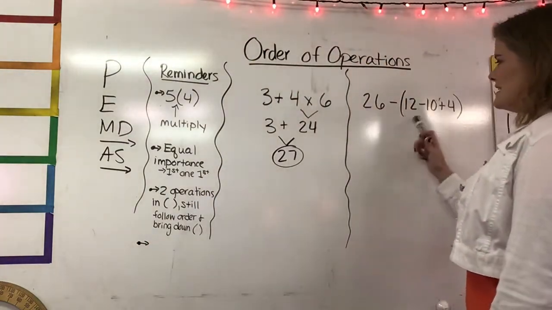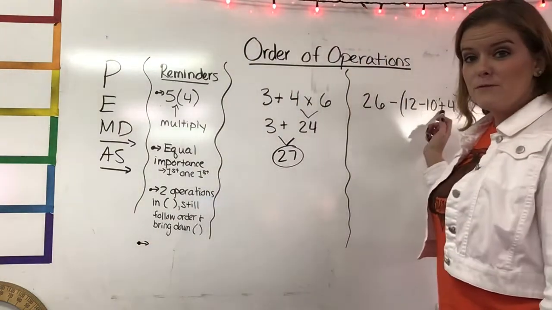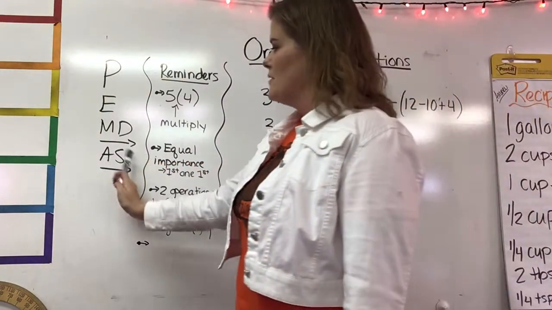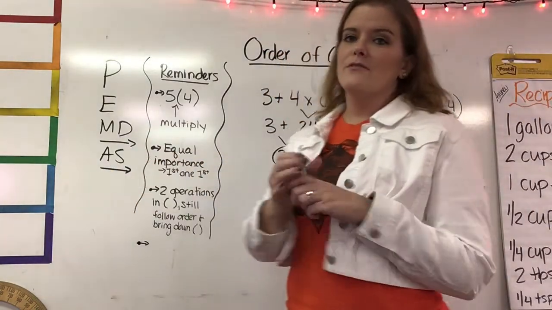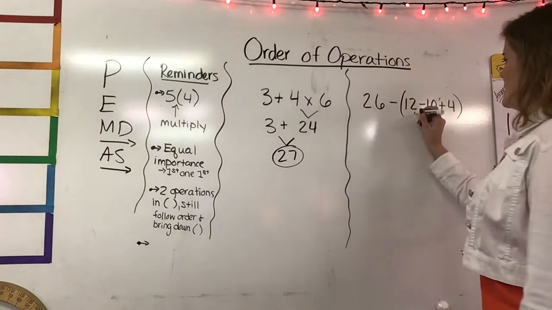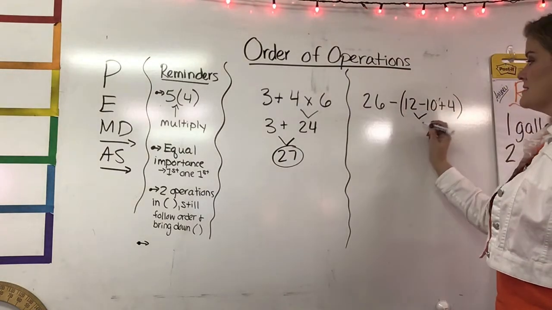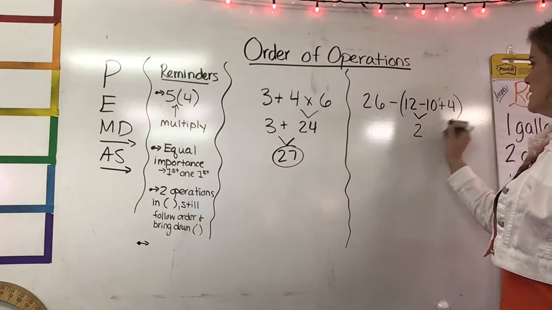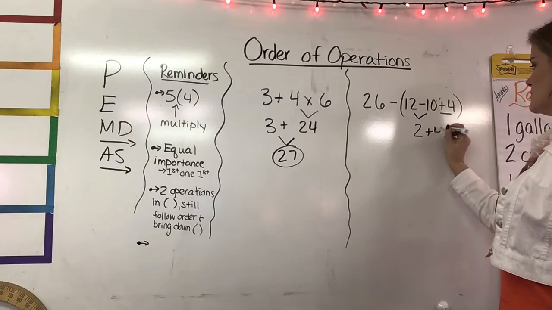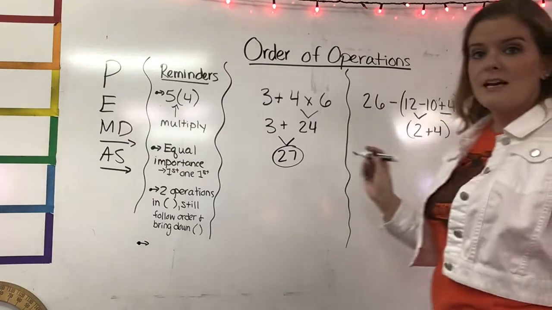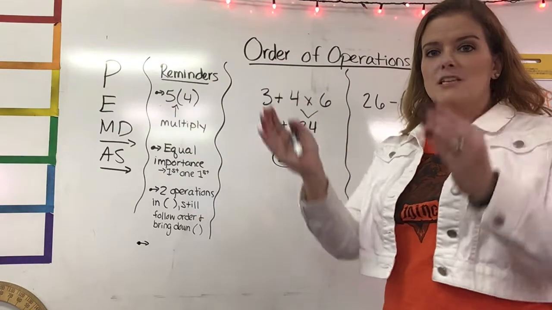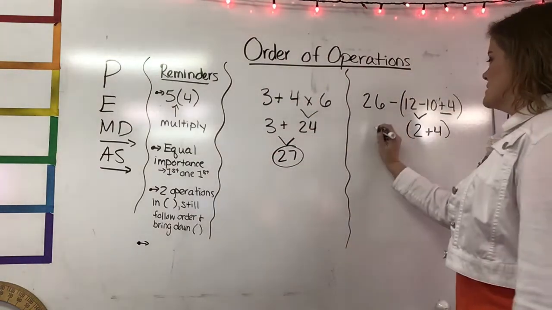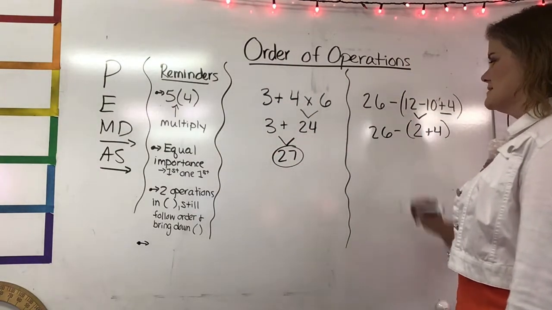I think we were saying that subtraction comes before addition because both of them are of equal importance, and we go left to right. So since we have both, I'm going to solve this one first. So 12 minus 10 is 2. And then I copy everything else, so plus 4, and I keep parentheses because I had two operations, so I have to keep my parentheses. And then 26 minus is out in front.